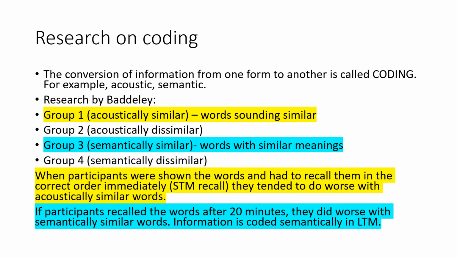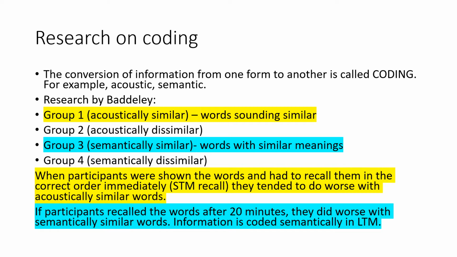Group one gets acoustically similar words, and that's words that sound similar to one another. You have group two, which gets acoustically dissimilar, so words that sound different. Group three, which has semantically similar, so that's words with similar meanings. And group four, which gets semantically dissimilar, which is words that all have different meanings.